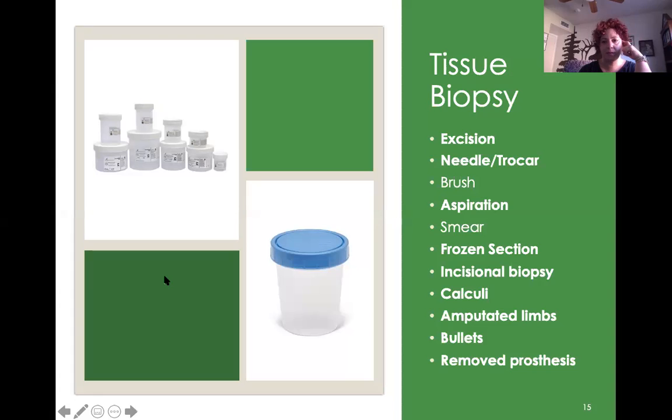Tissue biopsies. So we as surg techs, we handle specimens. That's one of the important things that we do. And when we get more into wound care and specimen handling, we'll revisit this stuff in quite a bit more detail. But here's a look at some of the specimen containers that you might see. There's also big buckets. They come in every single size that you can think of.